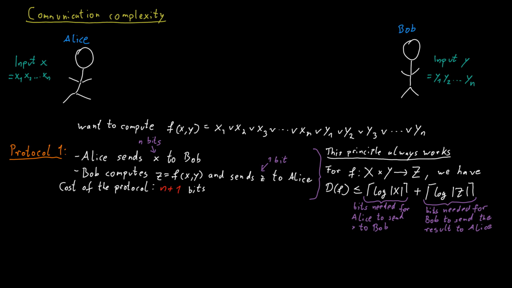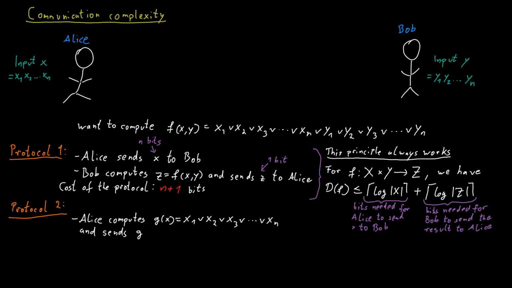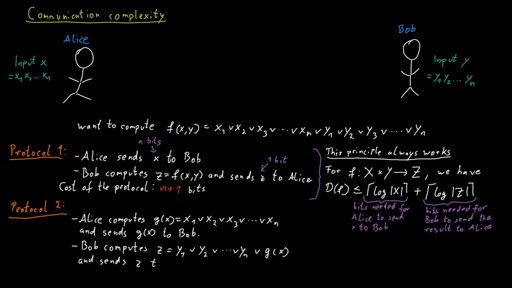And it turns out you can. And I think you can come up with this yourself probably, but let me just tell you how it works. Alice can simply compute the OR of her input bits. So she would compute x1 or x2 or x3 and so on. And then she would send that result to Bob. Now, this is only a single bit that she sends to Bob. And then Bob computes the OR of all his bits and the result he got from Alice. And then he sends that result back to Alice.